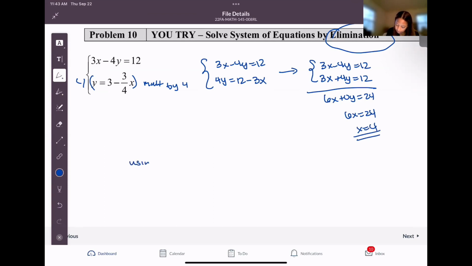Using that, we get for y, 3 times 4 minus 4 times y equals 12, my 4's and y's look alike. So that's 12 minus 4y equals 12. Subtracting 12 from both sides gives us negative 4y equals 0. So y would be equal to 0. And our solution here would be 4, 0. I believe it.